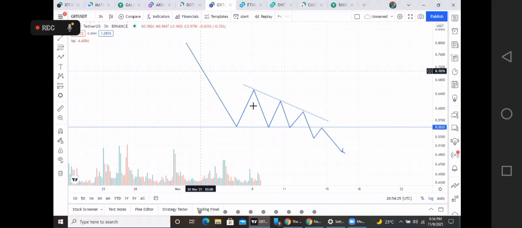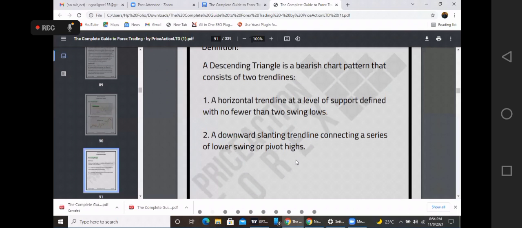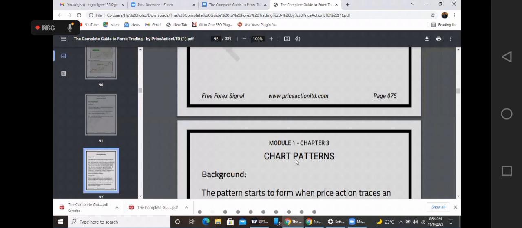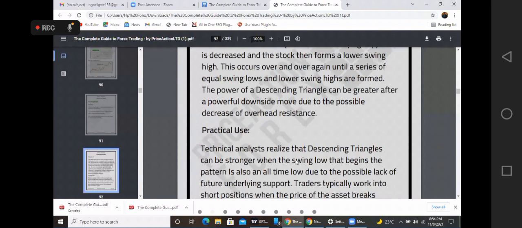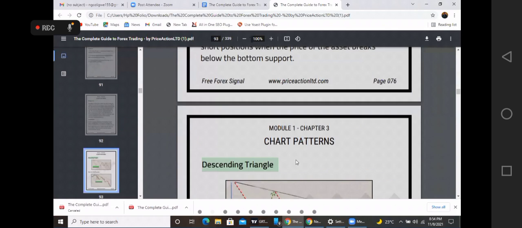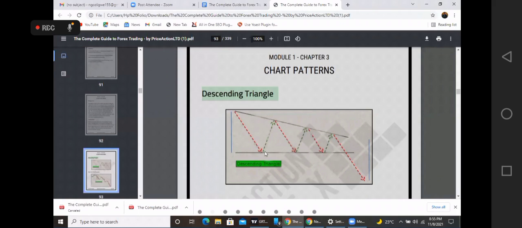Alright? Let's get back to our book. A pattern starts to form when the price action... No, we have read this before. Let's see what they show us here. You can see what I'm telling you. The descending triangle has a support trend line, which is horizontal in nature, while the resistance trend line is downward slanting, connecting a series of lower highs.